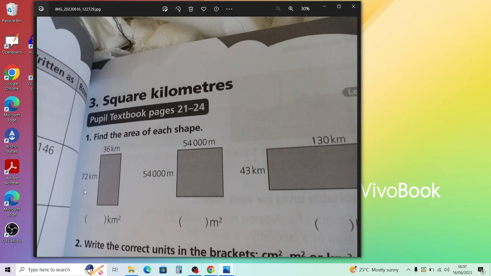Square kilometers. Okay, so all you do is 72 times 36, and that would be your answer for kilometer squared. Now, if you remember this, this is meter squared, so that's straightforward as well. Meter squared just means this times by this, and you get your answer. So it'll be 54 times by 54, whatever the answer is, then you can add 6 zeros to that. And again, straightforward times tables. Again, you should know the column method to do that. And we go on to question 2.